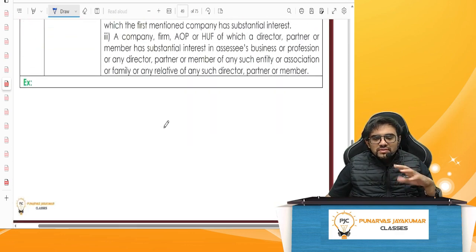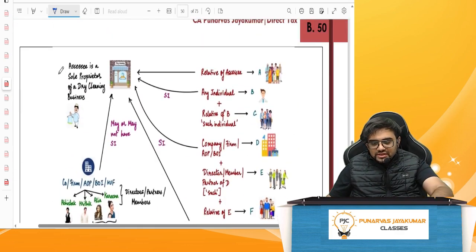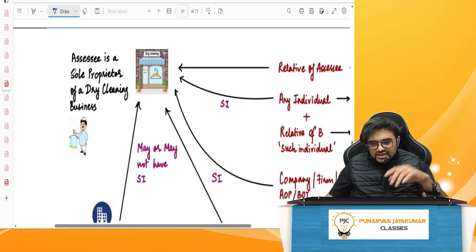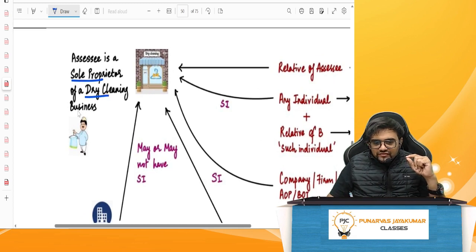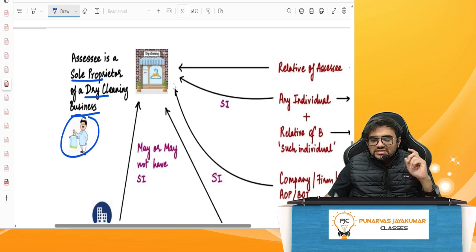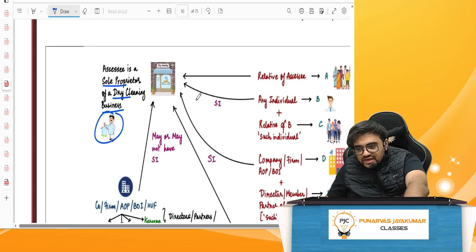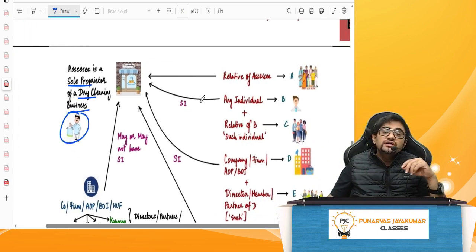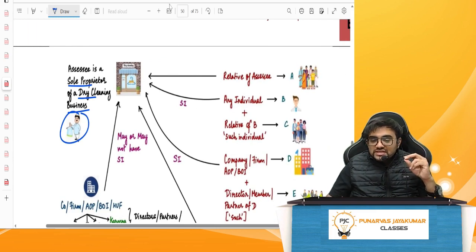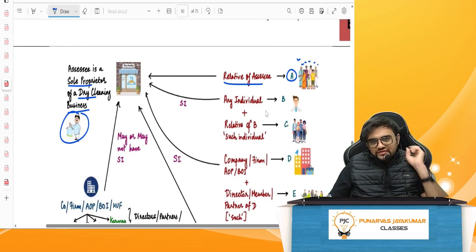As far as other SSEs are concerned, there's an entire list. No need to study that, but nevertheless, I'll give you a quick example. SSE is a sole proprietor of a dry cleaning business. Let's take SSE as an individual. Who all are the related parties or relatives as covered under 40A(2)? Relatives of the SSE, let's say Mr. A. If the SSE enters into a contract with them and pays something higher, that extra amount will be disallowed.